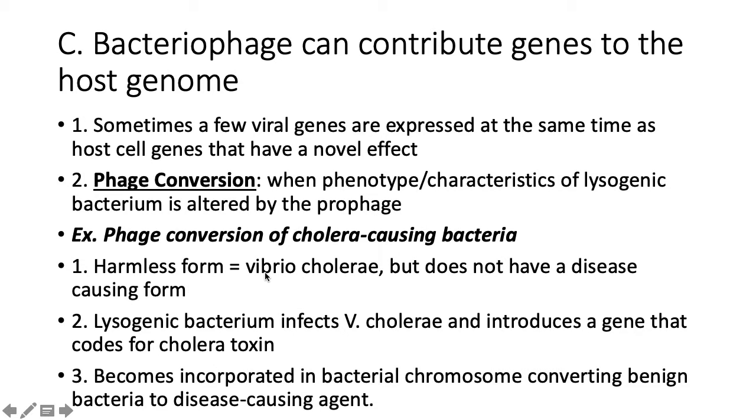So there's this harmless form of a bacterium called Vibrio cholerae. It doesn't cause disease. And when a phage infects this Vibrio cholerae with a gene that codes for a certain toxin called cholera toxin, it got converted into a disease-causing agent. So now it's cholera. Now it causes disease most of the time, not always.